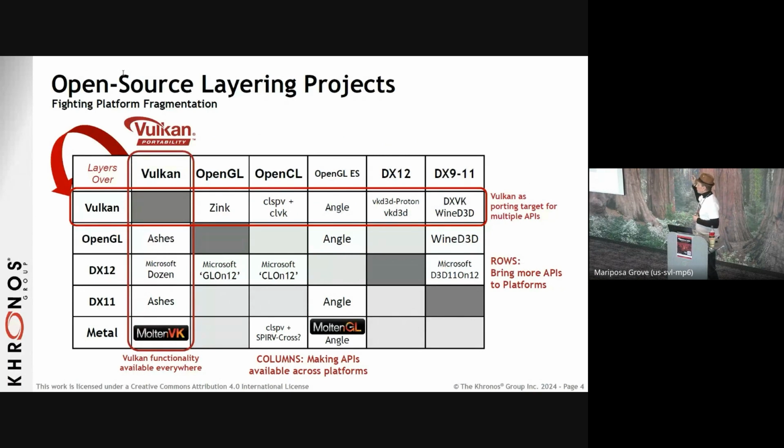So along the top, I've got the API that I want to use. And on the columns on the left, I've got the API that's actually available on the system. So if I run DX11 on top of an environment that has Vulkan, I can make use of a couple of products there, DXVK, Wine. A lot of people are familiar with Angle. So if I've got OpenGL ES and I want to run on top of another platform, I can use Angle for that on top of Vulkan.